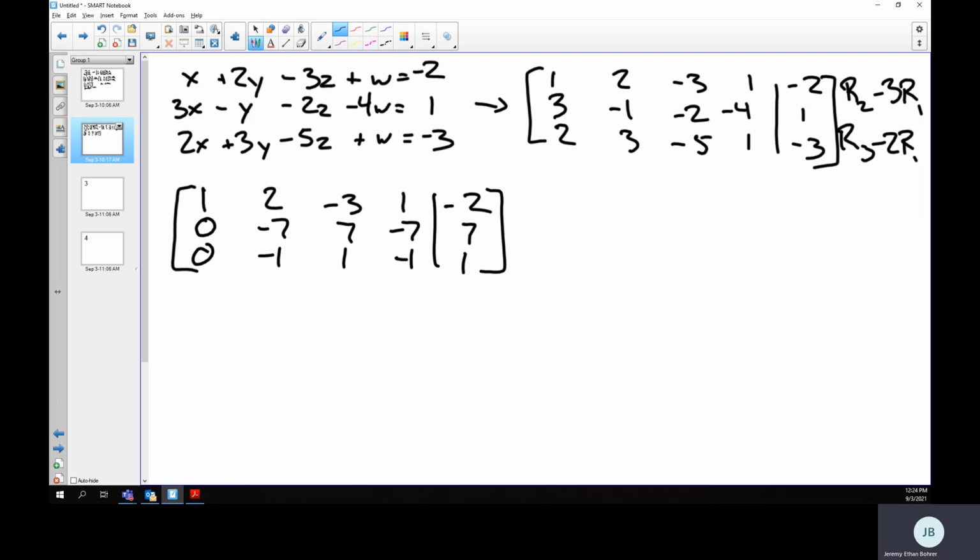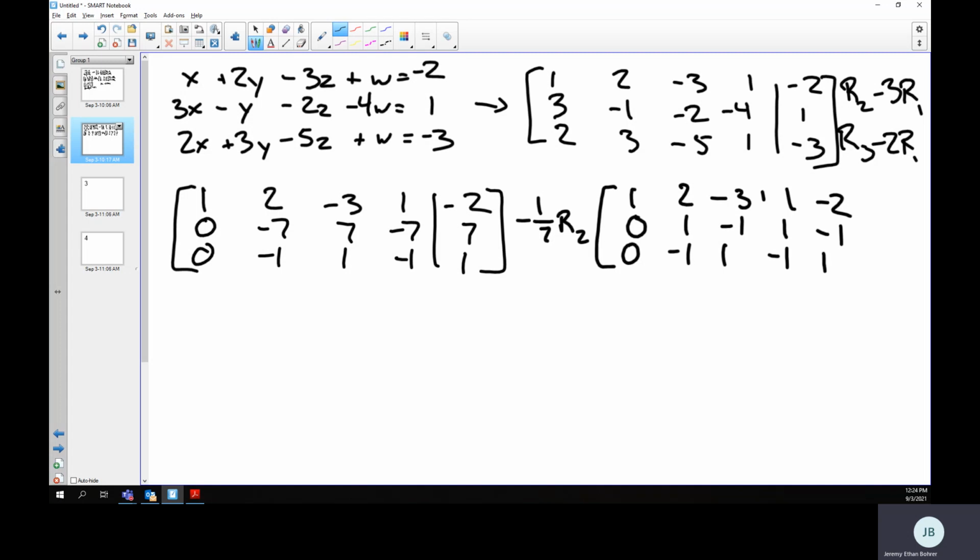Having done that, now we want to take our second row and divide it by negative 7. Negative 1/7 row 2 results in 1, 2, negative 3, 1, negative 2, 0, 1, negative 1, 1, negative 1, 0, negative 1, 1, negative 1, 1. Okay, so in our last step, we'll take row 1 minus 2 row 2 and row 3 plus row 2.